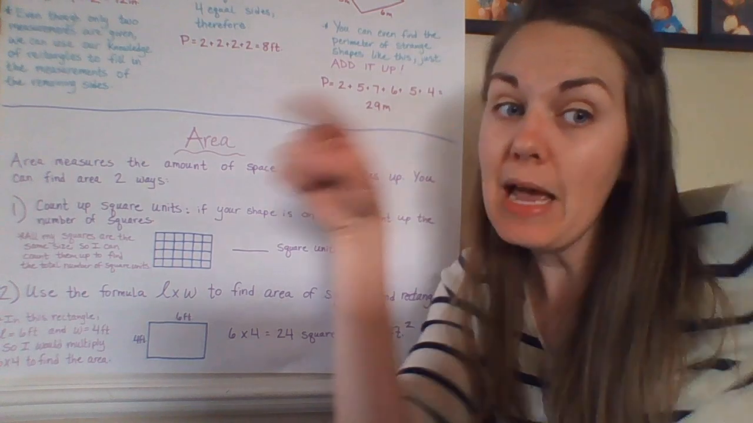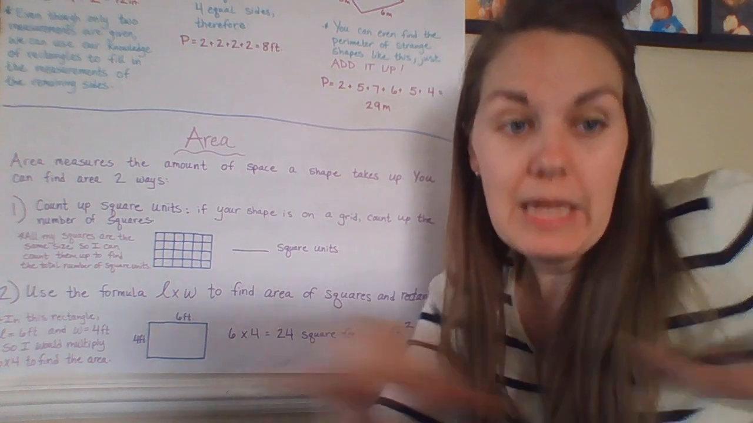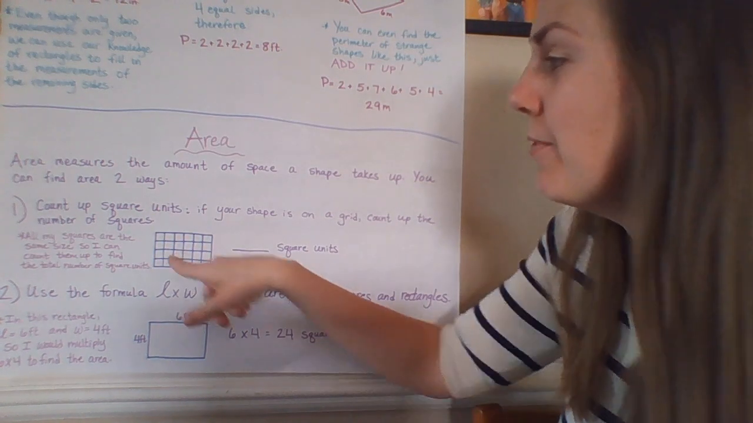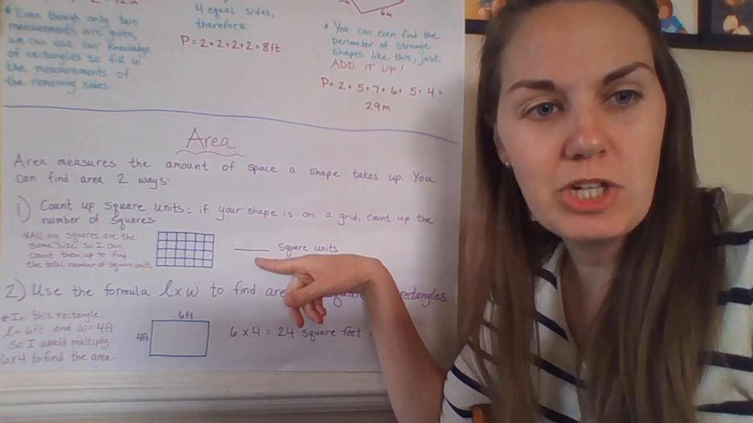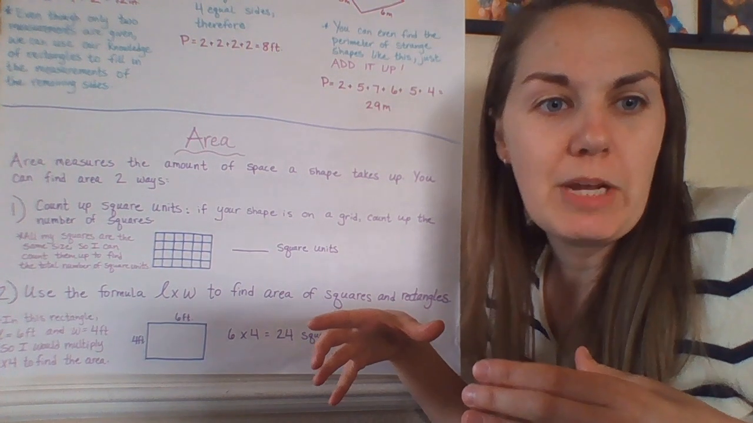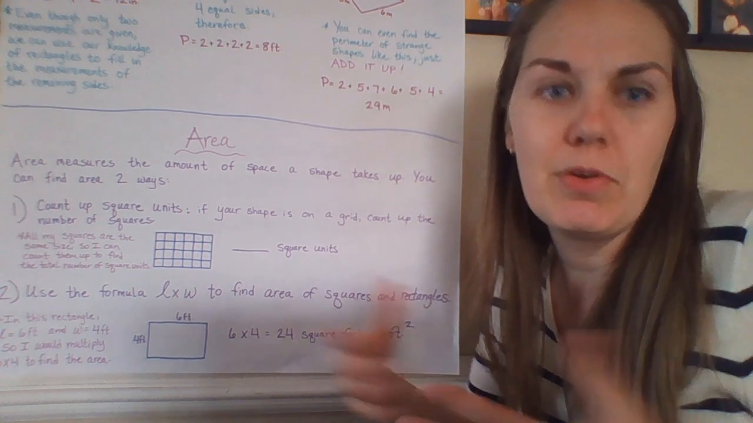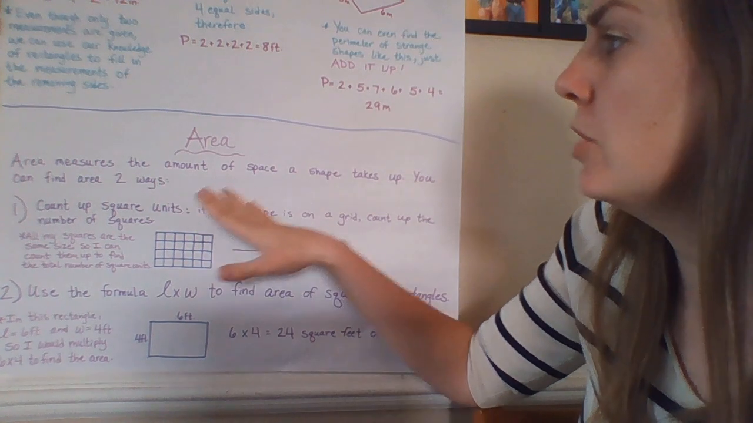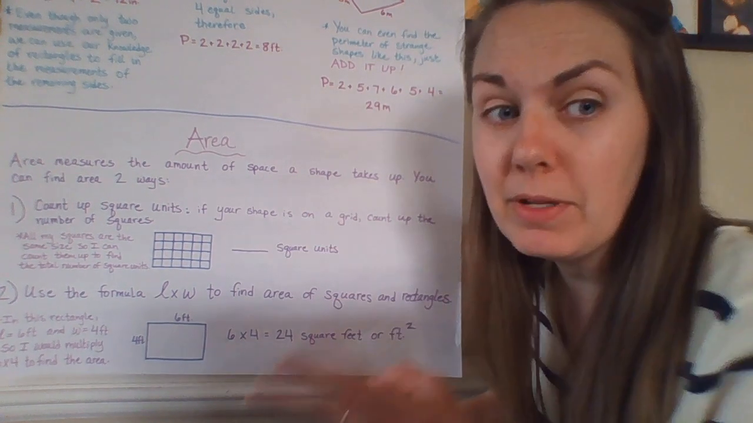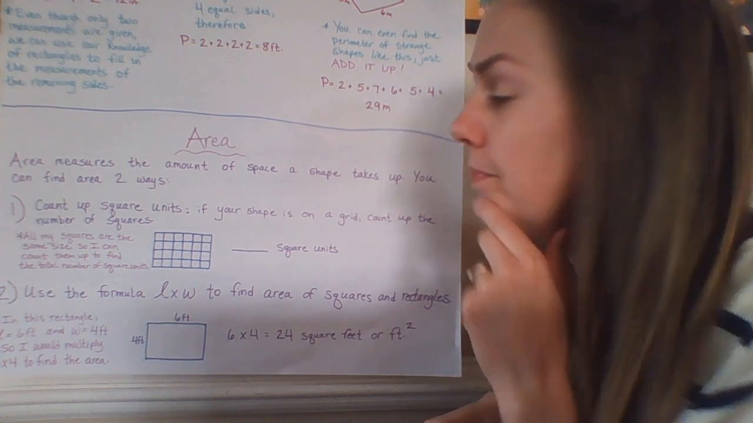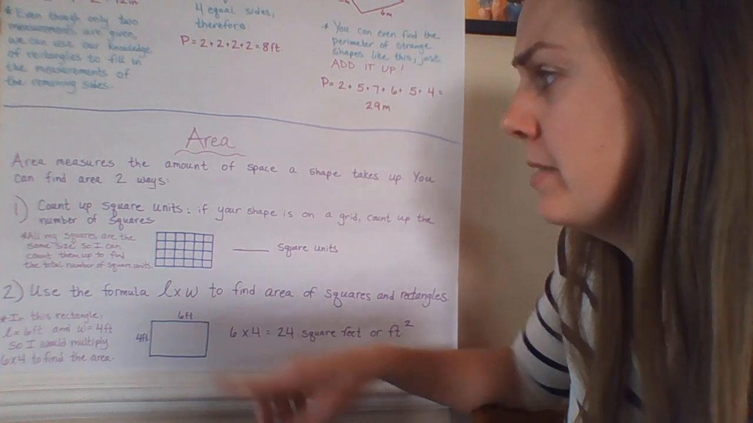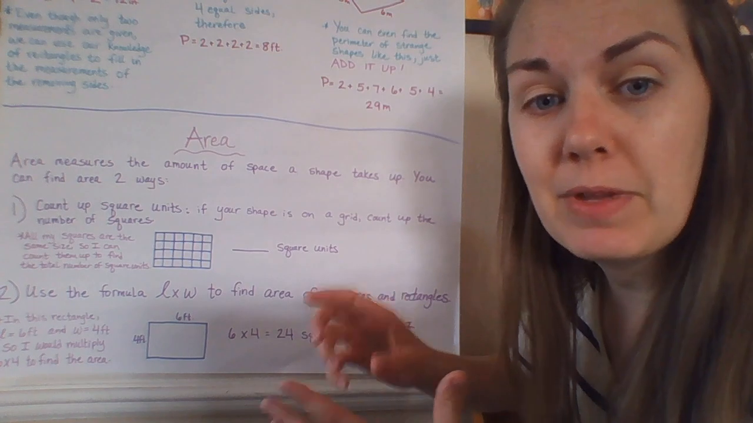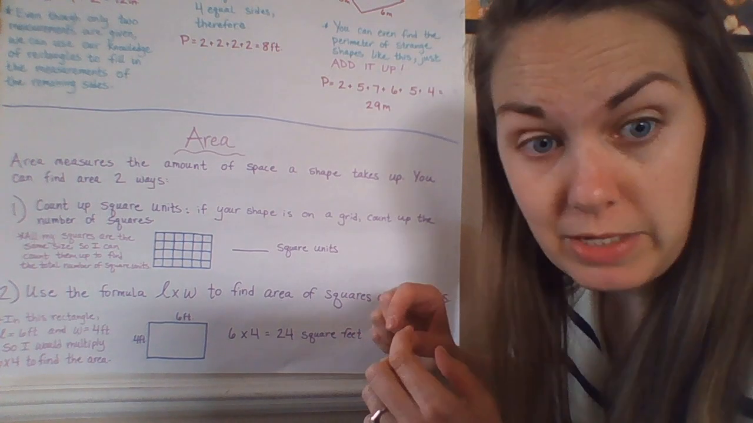So it's not just the outside of the rug. The rug takes up a certain amount of space on the floor. So you can think of it as like if you were to put a rug over your shape, how much of the rug would take up the space of your shape. So you can find area a couple of different ways. The first way is if your shape is on a grid, you can count up the number of square units.